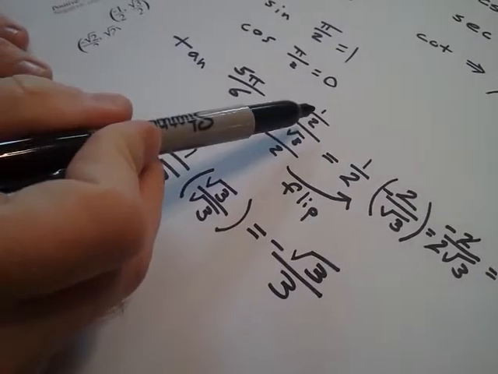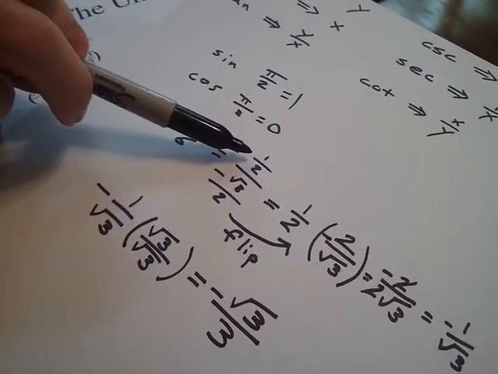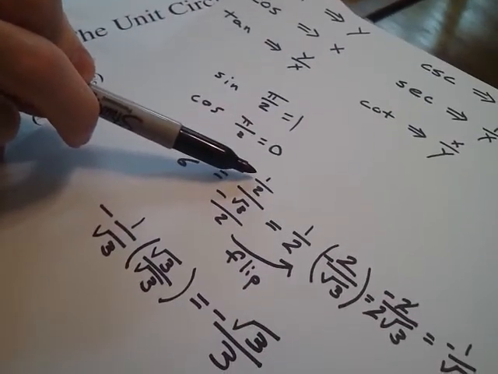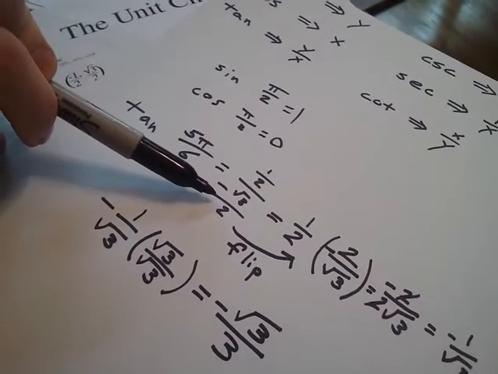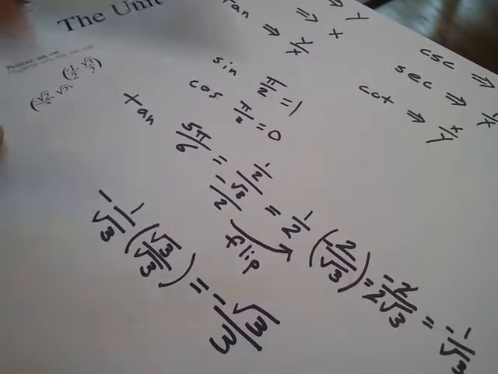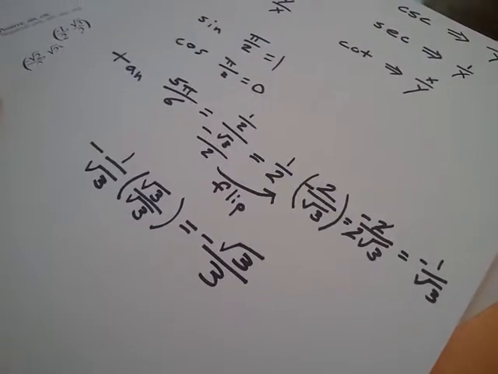Again, all we did was we took our y, which was on top, and we divided it by our x, which we put on the bottom. And we just had to do some multiplying of fractions. That's it.